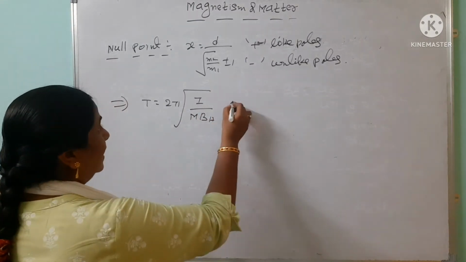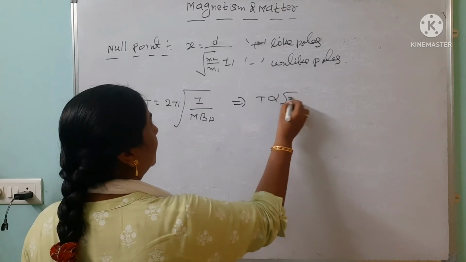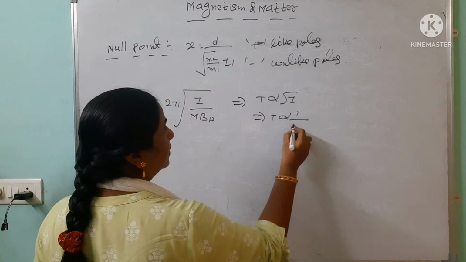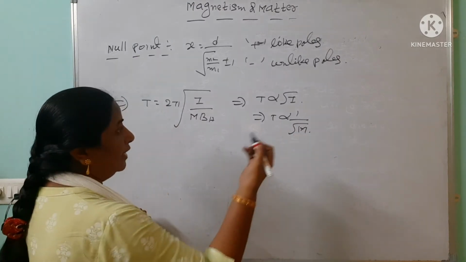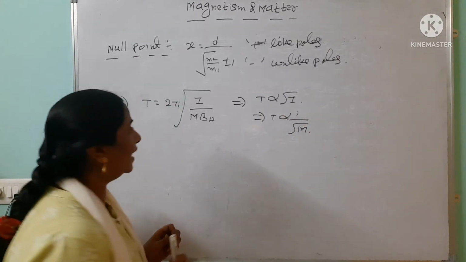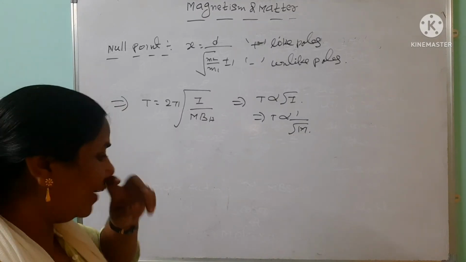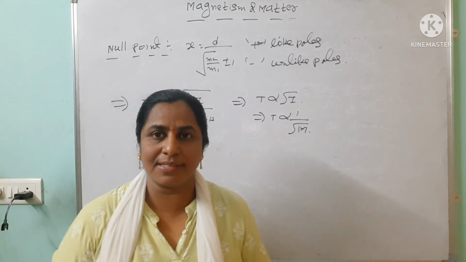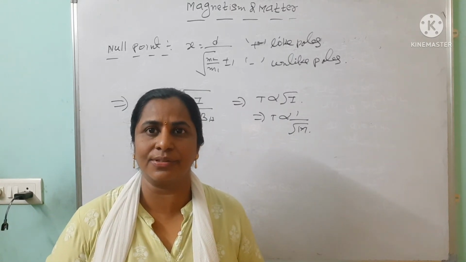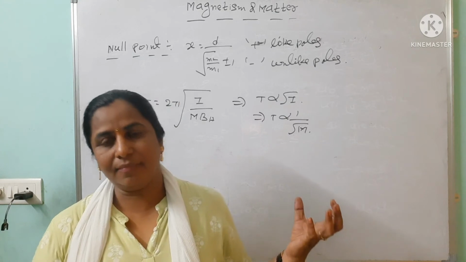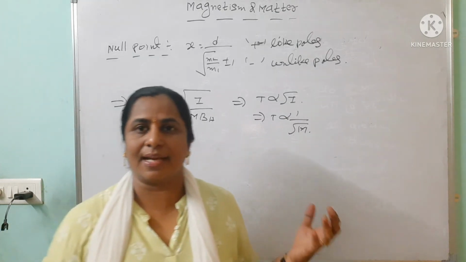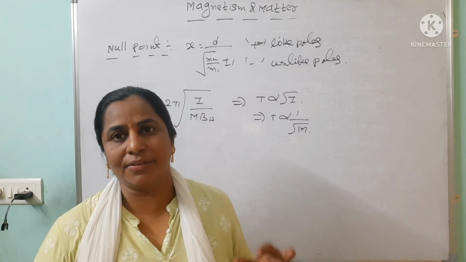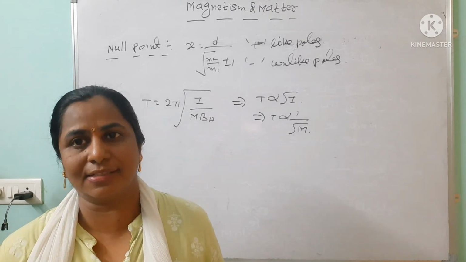So from this what we write: this time period is directly proportional to under root I when M and BH are constant, and this is inversely proportional to magnetic moment. When you know the time period, you are able to find out the frequency also. Then we are going to discuss the elements of the Earth's magnetic field. There are 3 elements of the Earth's magnetic field. What are those? First one is the magnetic declination. Second one is the magnetic inclination or dip, as we also call it. Third one is the horizontal component of the Earth's magnetic field.